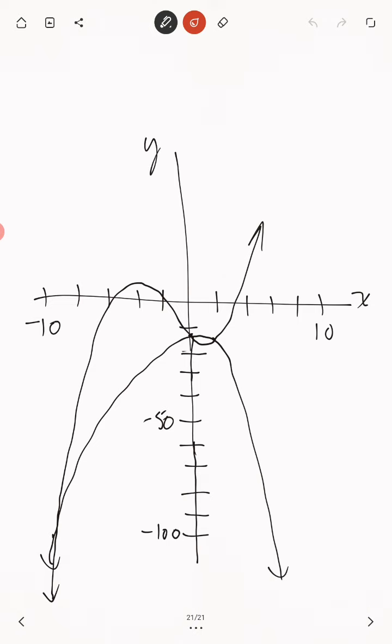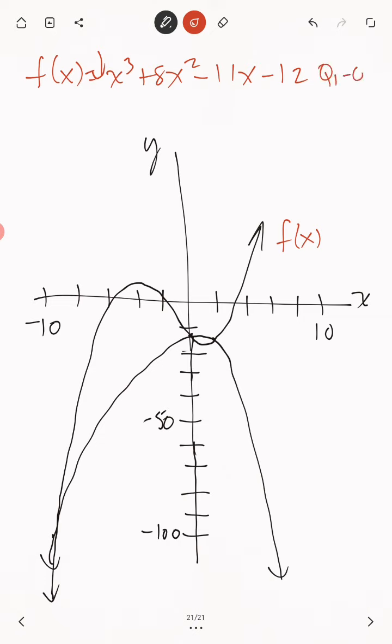So first thing I did is I looked at the cubic. f of x equals x cubed plus 8x squared minus 11x minus 12. And so that's the cubic on the graph here. So I noticed a few things, used my knowledge from chapter 1. It is a cubic, so that tells me what the shape is. It has a positive leading coefficient, and so that tells me that the end behavior is Q1 to Q3 for a cubic with a positive leading coefficient.